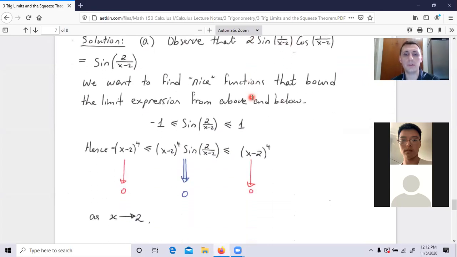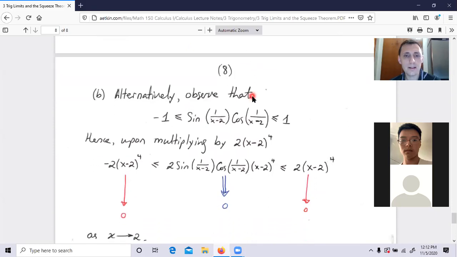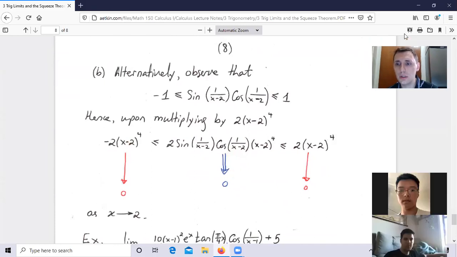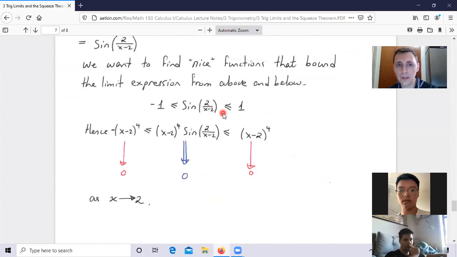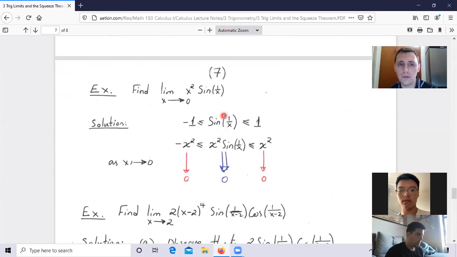Here is what we do here. So this expression is between -1 and 1. If I multiply everything by 2 times (x minus 2) to the fourth, then this part goes to 0 and this part goes to 0, forcing the middle guy to go to 0. You follow the idea? Very simple. It's almost a trivial application of the Squeeze theorem, if you ask me.